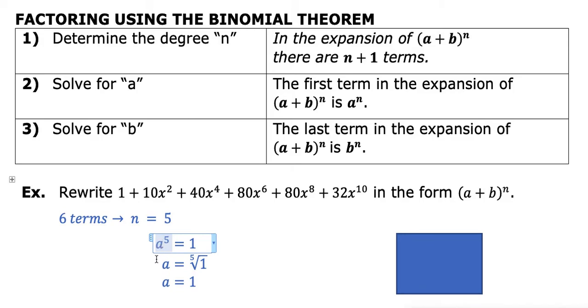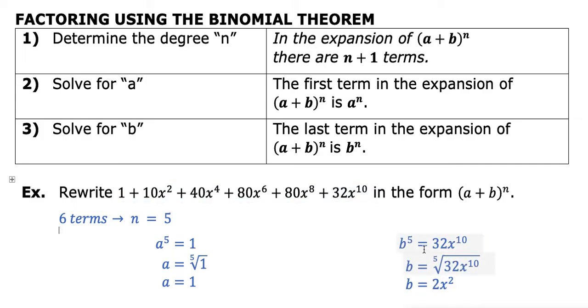Solving using opposite operations, a to the exponent 5 is equal to 1, so a is the fifth root, which can be written with radical notation, the fifth root of 1, or you could technically use a rational exponent where 5 is the denominator of the exponent. I like the radical notation. And the fifth root of 1 is positive 1. Similarly, our last term in this expansion is 32x to the power 10. And that represents b to the power, in this case, 5, because we established that n is 5. b to the power 5 is equal to 32x to the power 10.